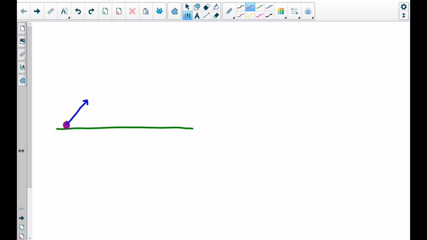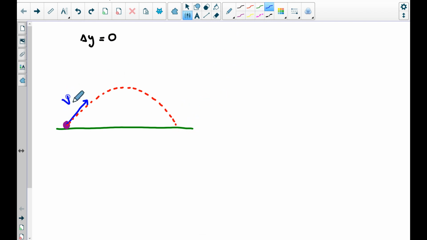Consider a projectile that is launched from the ground. It will travel up and then back down. When it reaches the ground here, its vertical displacement is 0 because it starts and ends at the same spot.